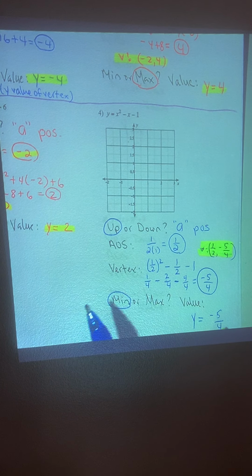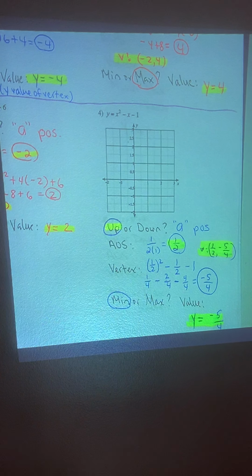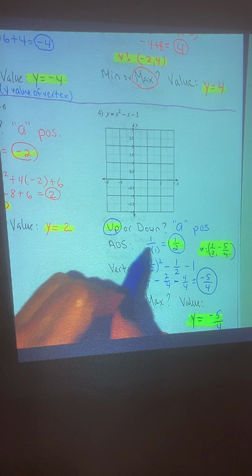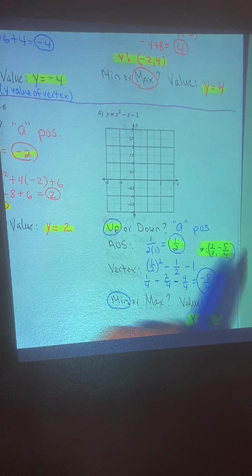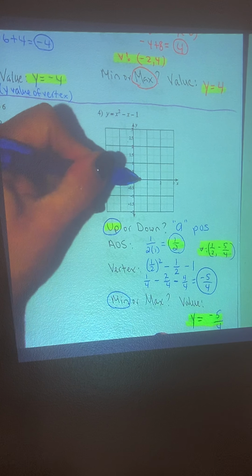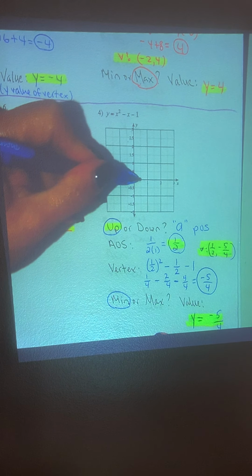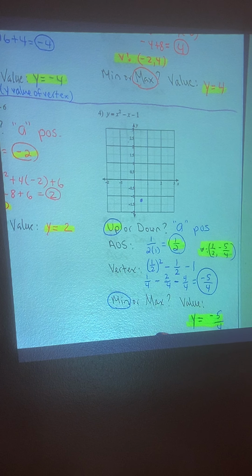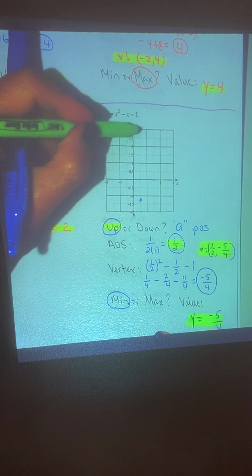So all these problems are in standard form. Now, just to remind you, even though we're not doing graphing, we will graph. Axis of symmetry is 1/2, and our vertex is 1/2, negative 5/4. Negative 5/4 is negative 1 1/4, so that's right here. Okay, fantastic. If you'll remember, the second we plot the vertex, we need to draw the axis of symmetry.